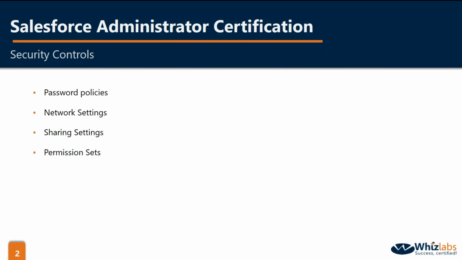Network settings. That means you can restrict where users log in from based on their IP addresses. Sharing settings. This is where we can set an object to be either private, read-only, or public. And lastly, permission sets. Think of permission sets as giving specific users an extra set of permissions.